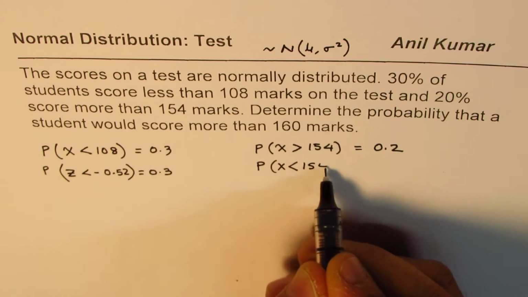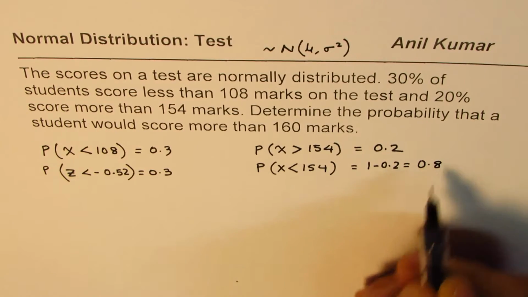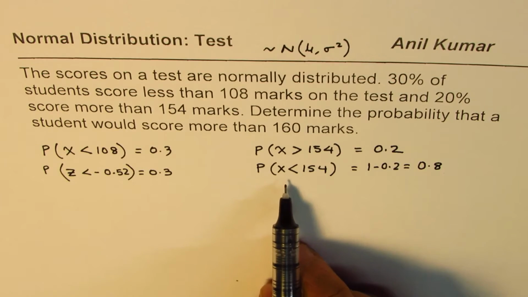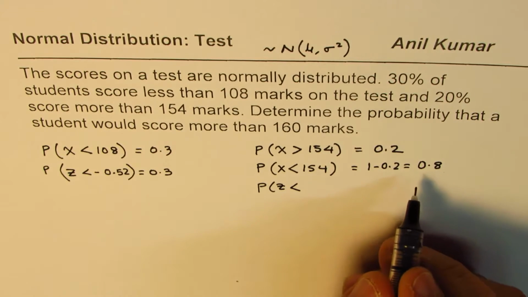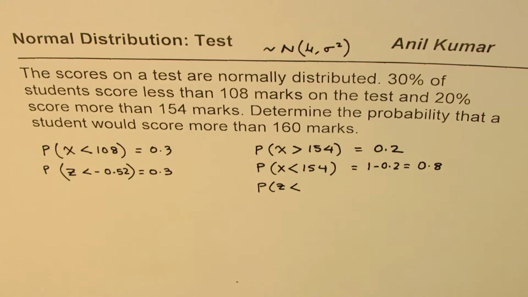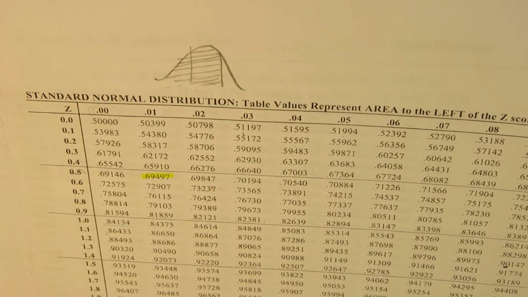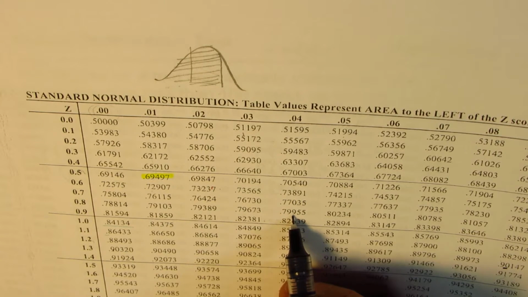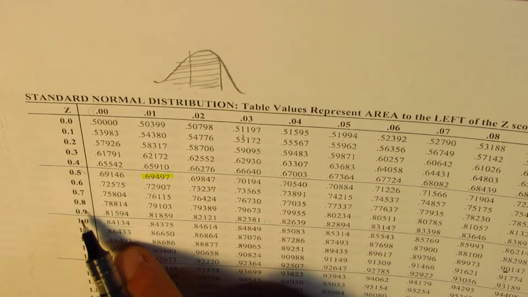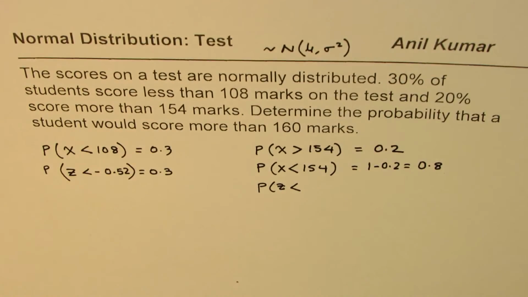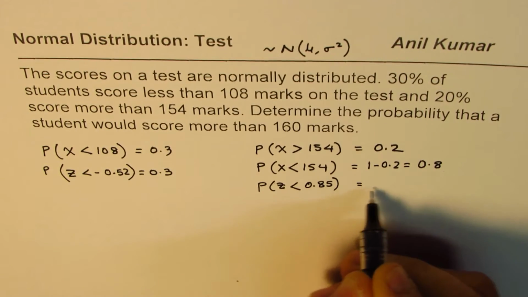So the probability of less than 154 will be 1 minus 0.2, which is 80%, which is 0.8, right? Now we have to look for what value of the z-score gives us 80%, right? That is more than 50%, so we'll go into positive values this time. So 0.8 is what we're looking for. Okay, so where is 0.8? You could take 0.7995 or 0.8023. Let's take 0.8023, which is 0.85. So 0.85, okay. So we are saying a z-score of 0.85 gives us 80%.